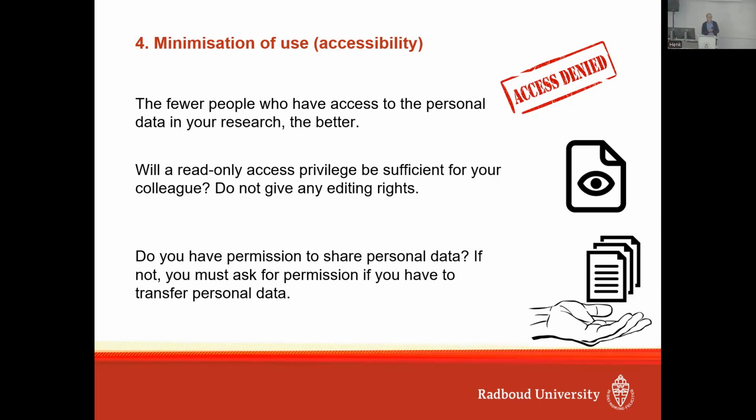Minimization of use. So the fewer people who have access to personal data, the better it is. So really always consider with whom should I share the data, and should they have writing permissions or only reading permissions, viewing permissions.